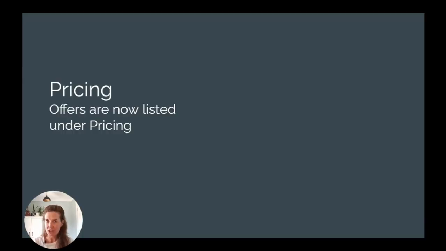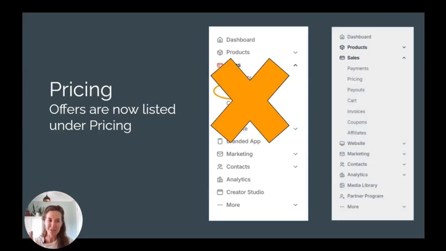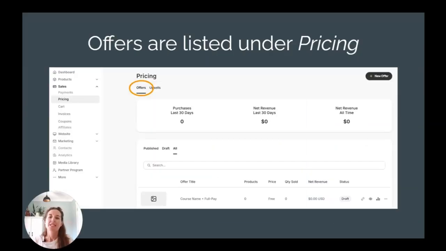Pricing is the new term that Kajabi just released. As of about a week ago, if you opened up your Kajabi dashboard, you would see offers listed under sales. But now that's gone. Now, when you open it up under sales, you're going to see pricing. So if you're confused, if you feel like you've lost your offers, you haven't. You just have to go to pricing first. So once you click pricing, it's going to open up this window that includes both offers and upsells. So your offers are still there. It's just one extra click to get into that list of offers.